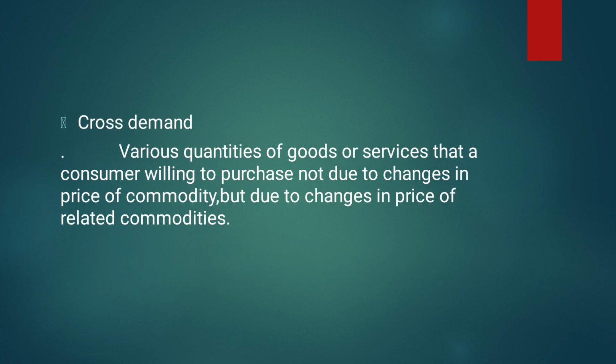And the third one is cross demand. It refers to the various quantities of goods or services that a consumer is willing to purchase not due to changes in price of this commodity but due to changes in price of related commodities. Of these three types of demand, price demand is the most commonly spoken one.